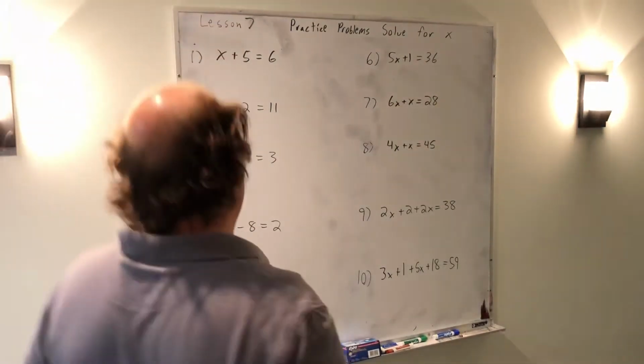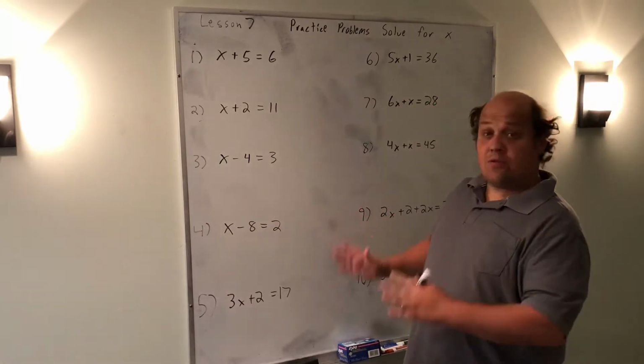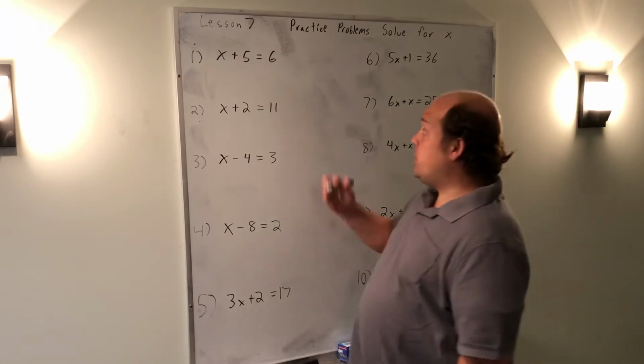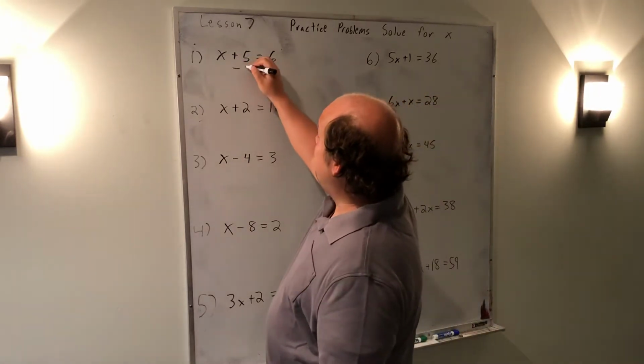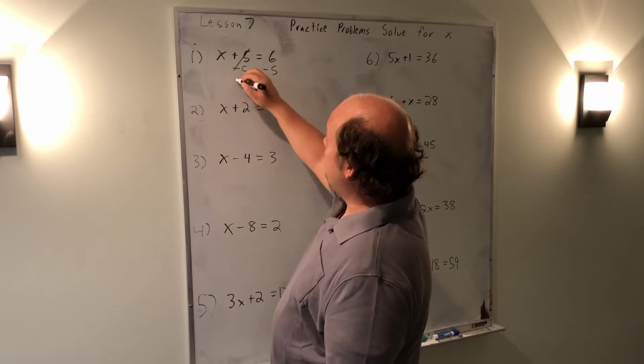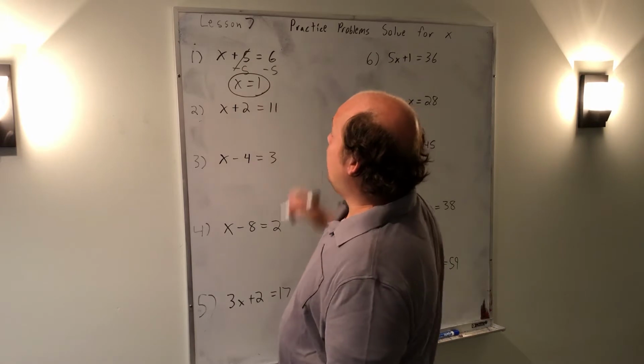Solving for x in these practice problems, again, our goal is to make sure we're doing the same to the left side of the equation that we're doing to the right as we're attempting to isolate x. So in this first problem, to get rid of the plus 5, we're going to subtract 5 from both sides. That'll get rid of the 5 here and just leave me with x. When I do 6 minus 5, my final answer is 1.